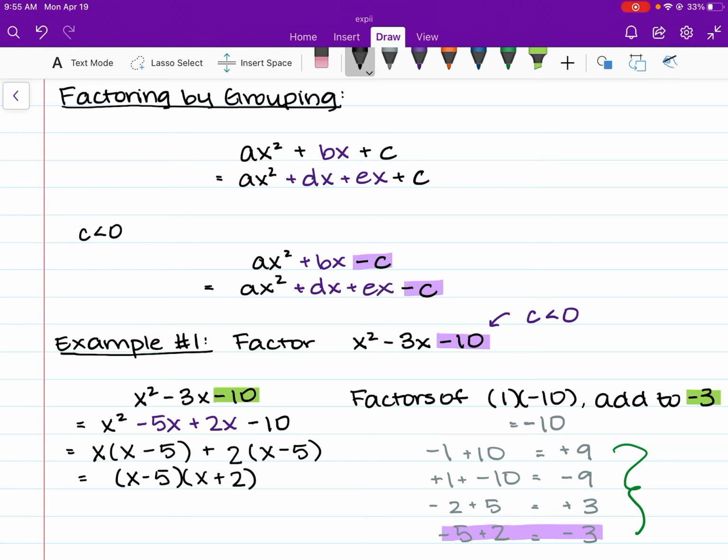And as always, what is a good way to double check this? To find the product of these two binomials, this pair of factors, and to make sure that when we FOIL it out or we use tables to multiply, it equals our original expression. So we're going to do that here.